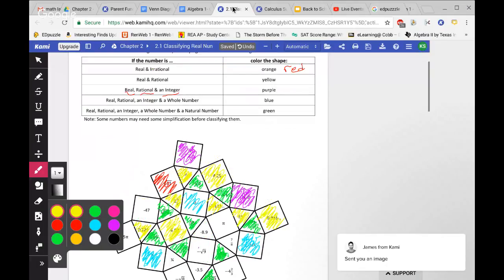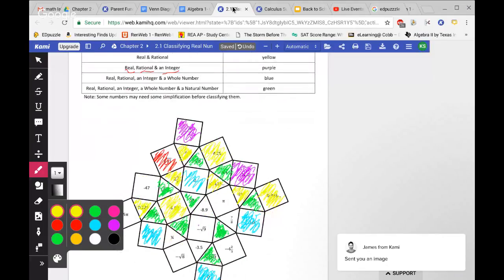So would negative 3.5 also be yellow? Yes. Okay. Perfect. Good job. And 7/8 would be yellow. And negative 8.9 would be yellow. And negative 4 2/3 would be yellow.